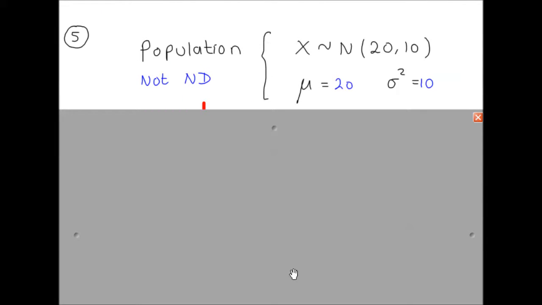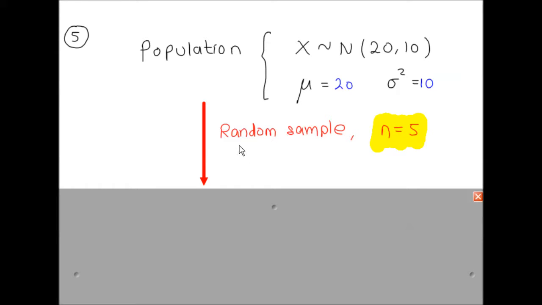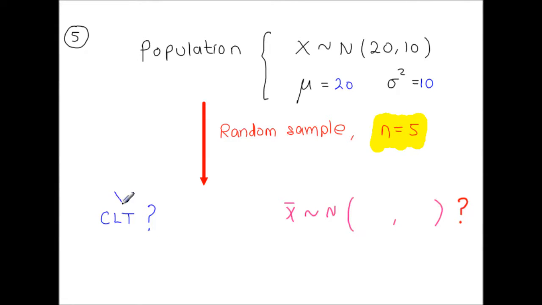Example 5, we're starting with a population which is normally distributed. So this condition that the population must not be normally distributed is no longer valid. So this time the central limit theorem cannot be applied. We take a random sample of size 5, so we cannot use the central limit theorem.